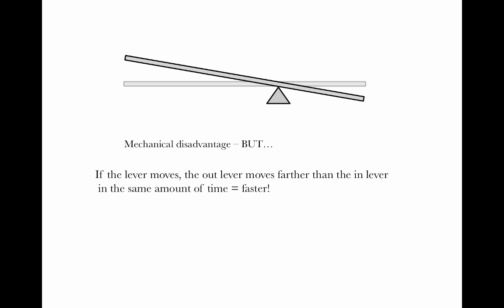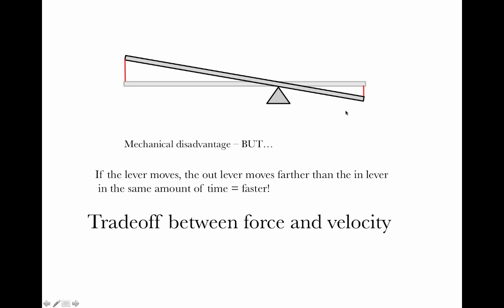But if you think about this system in motion, let's not balance that force, and let the lever move. Now the out lever moves a farther distance than the in lever moved in the same amount of time. This is all an interconnected system, so when this moves, you get a relatively large deflection on the output side and a relatively short deflection on the input side in the same amount of time. What does that mean? That means that this end went faster than you moved it at this side. And now what you have is a velocity advantage associated with that mechanical disadvantage.